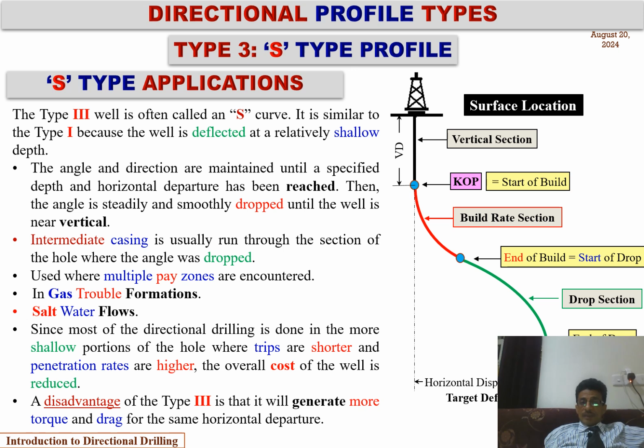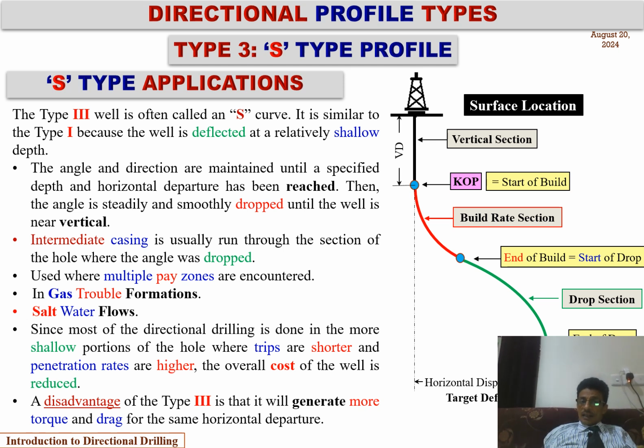The third type is the S-type profile of directional well. S-type application: the type three well is often called an S-curve. It is similar to type 1 because the well is deflected at relatively shallow depth. The angle of inclination and the direction of the target are maintained until a specified depth and horizontal departure has been reached.